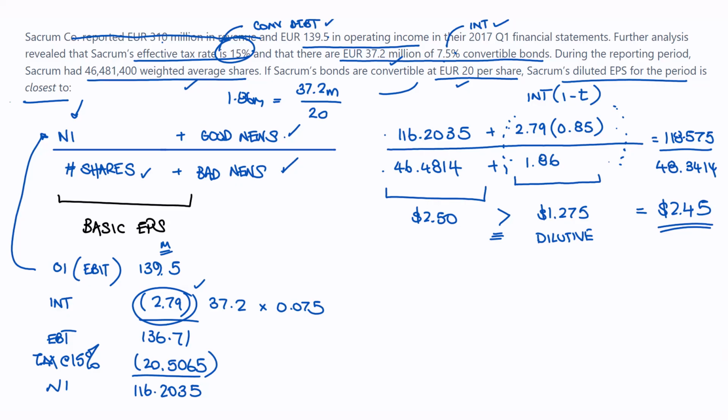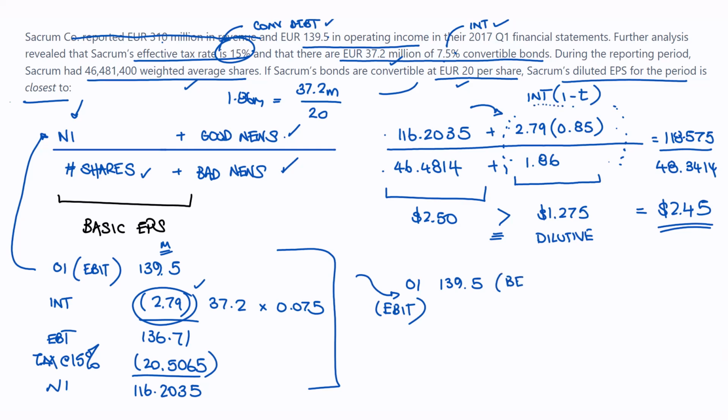Now, tiny little aside on this question. I went through this big calc here, which was absolutely fine. But you were given operating income already. 139.5 million was your OI, which in the absence, as we said, of non-operating items is EBIT. Well, look what we did here. We added back interest after tax.